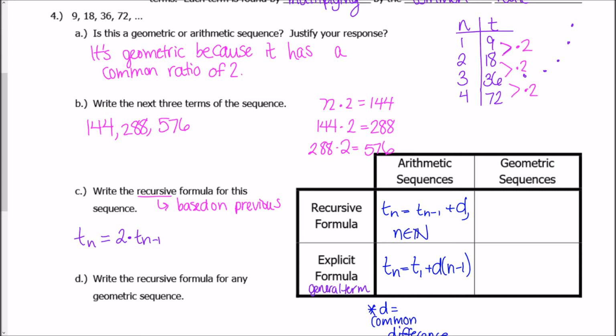But if I do it this way, then t sub 1 has to be defined. Because if each term is based on the previous term, I have to know where I'm starting. And since t sub 1 is 9, I'm going to define t sub 1 equals 9, and also n has to be an element of the natural numbers.